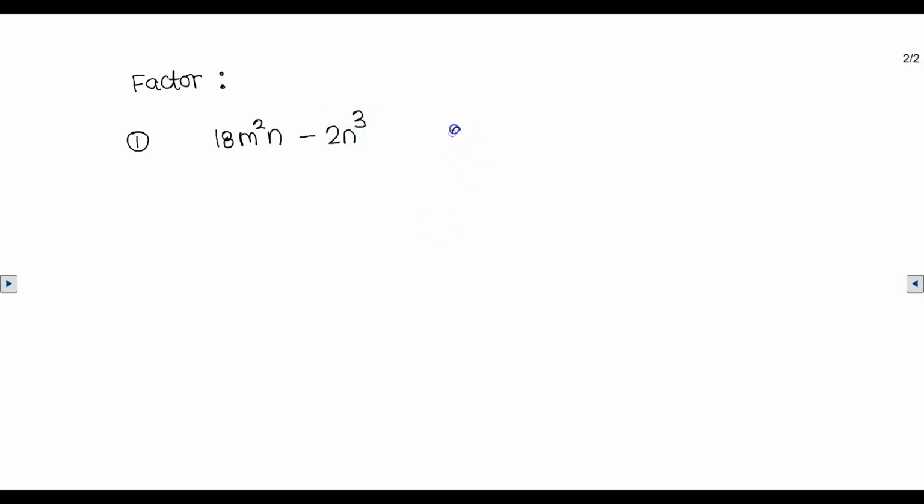Now the first thing we're going to do is look at this to see if there is a possibility of removing a greatest common factor. That's how we're always going to start. So remember what we do. We look at our coefficients first. We have 18 and 2. And we try to find the biggest number that both of those will evenly divide by. 18 and 2, I know, will both divide by 2. So 2 is going to be a part of my GCF.